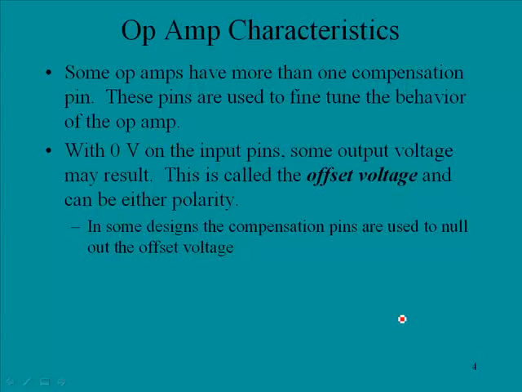With 0 volts on the input pin, some output voltage may result, and this is called the offset voltage, and it could be either positive or negative. Now, in some designs, the compensation pins are used to null out this offset voltage. With op-amps, the gain is typically 100,000, and so the tiniest voltage on the inputs can cause a rather large output, and that's why sometimes they have these compensation pins to adjust for that output voltage that results.